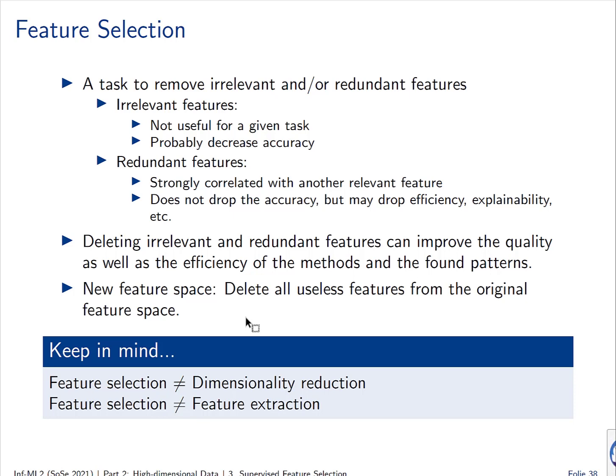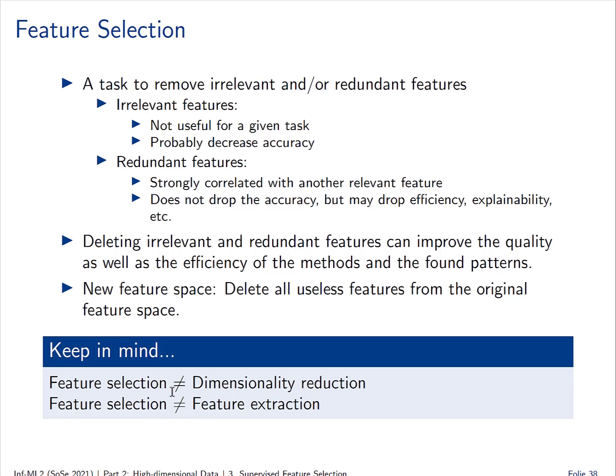We don't actually change the feature space, so the features remain the same. We just reduce the features. So that is feature selection. That is also sometimes called dimensionality reduction. So we just get rid of some of the features.